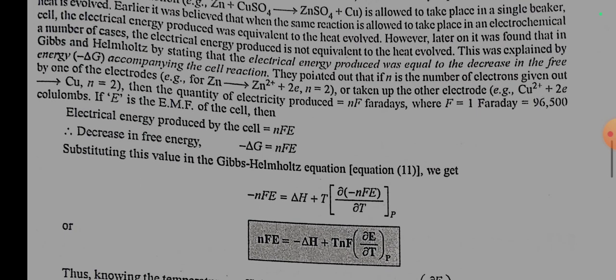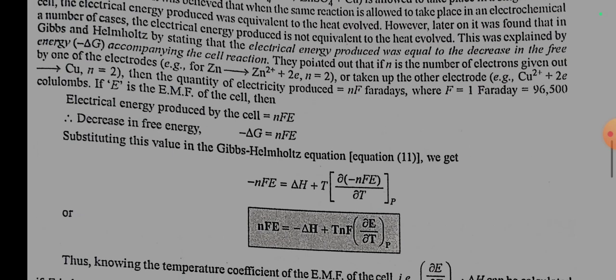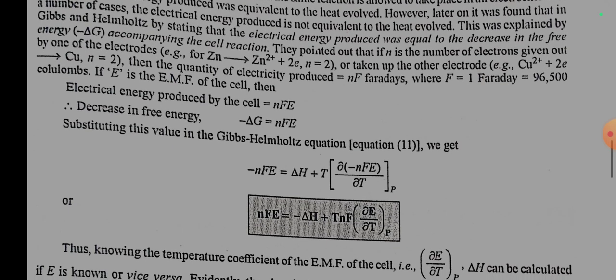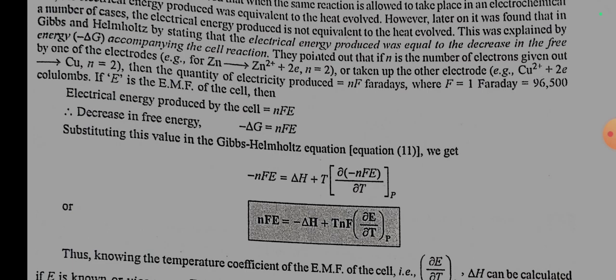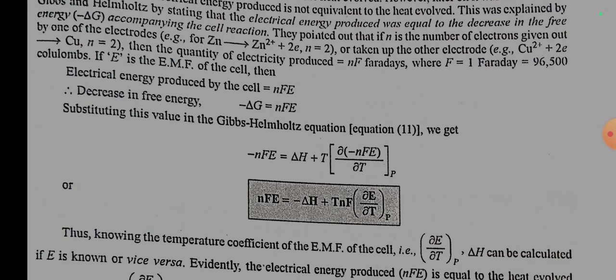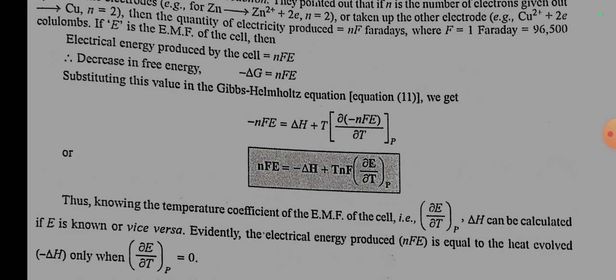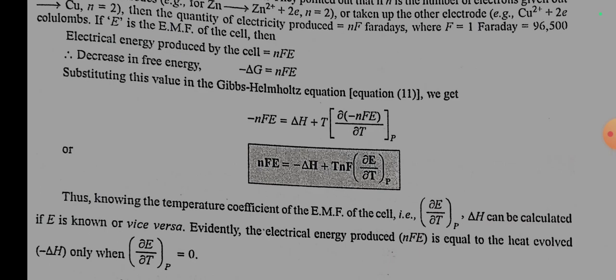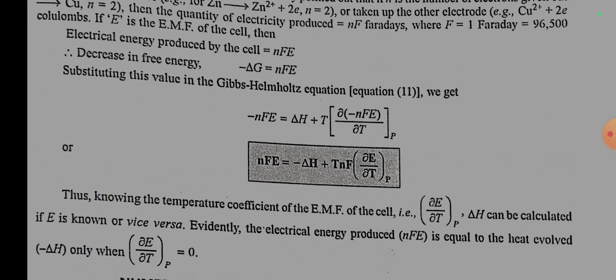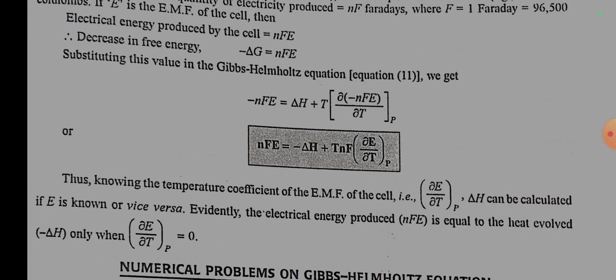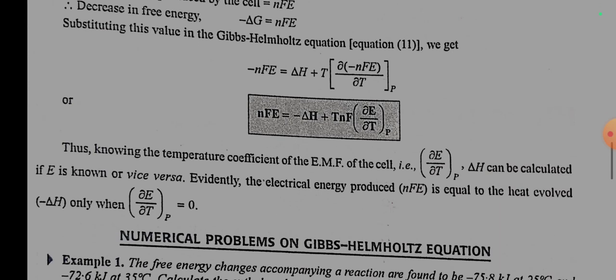However, later on Gibbs and Helmholtz showed that the electrical energy produced was equal to the decrease in the free energy accompanying the cell reaction. They pointed out that if n is the number of electrons given out by one electrode or taken up by the other electrode, then the quantity of electricity produced is equal to nF, where 1 faraday F = 96,500 coulombs. If E is the EMF of the cell, then the electrical energy produced by the cell is nEF. Decrease in free energy, -ΔG = nEF.